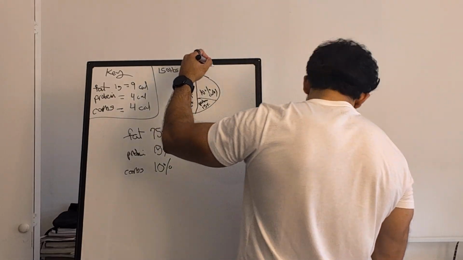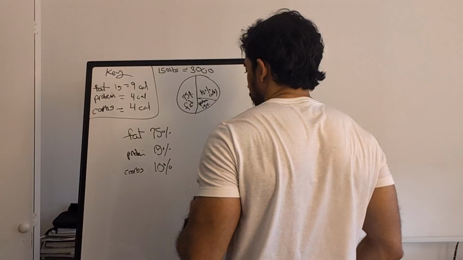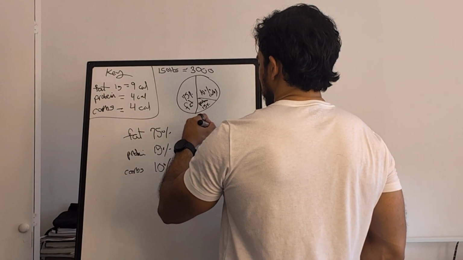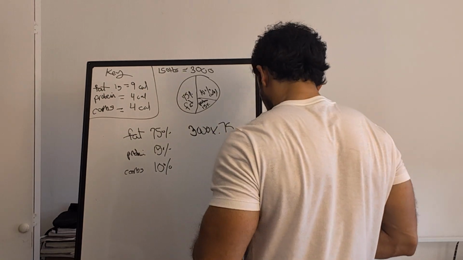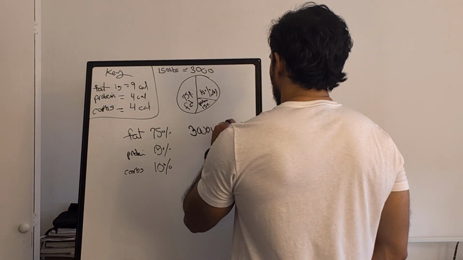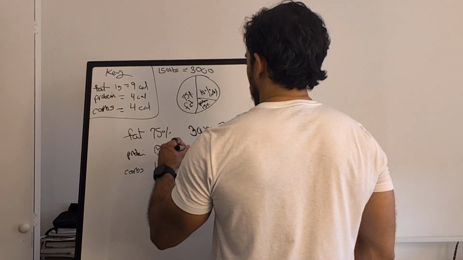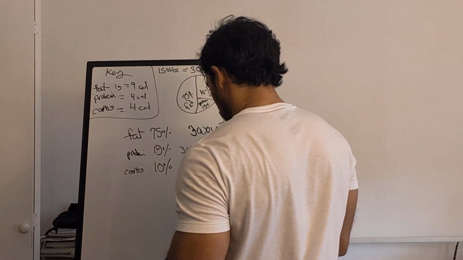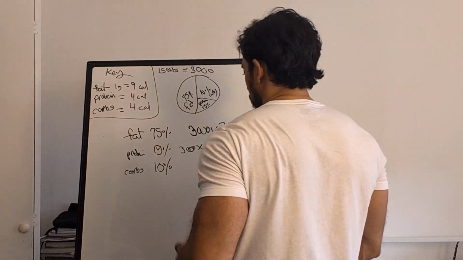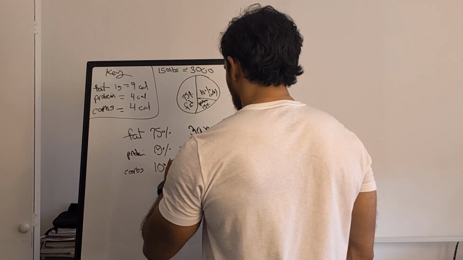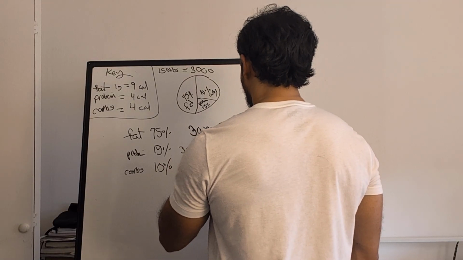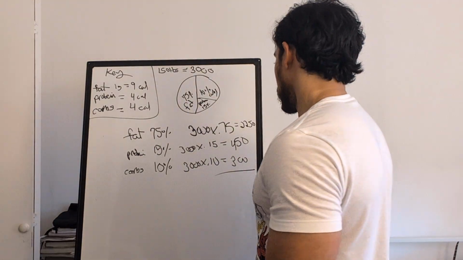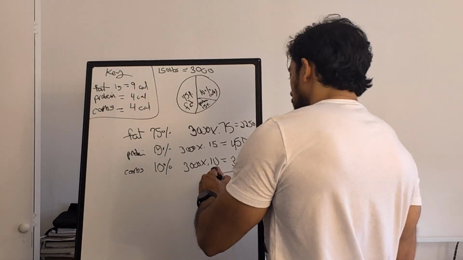So let's say we're trying to figure out maintenance calories, or let's say we're trying to bulk, right? Trying to bulk. Take that 3,000 times 0.75, right, equals 2250. Take that 3,000 times 0.15, it's 450. Then we take that 3,000 times 0.10 equals 300, right? And if you add this up, it's obviously going to add up to 3,000, right?